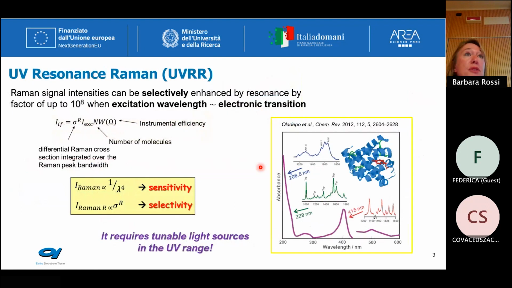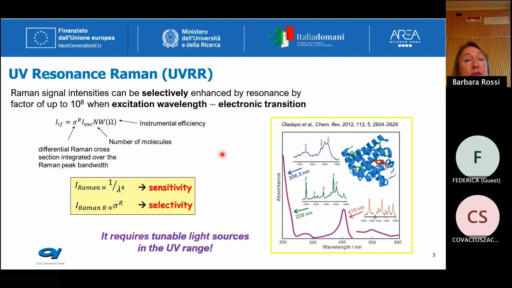All these problems can be solved by exploiting the UV resonance effect. It is a very complex effect from the theoretical point of view, but from the experimental point of view it is relatively simple: when we use an excitation wavelength for the Raman experiment with an energy that corresponds or is close to the energy of an electronic transition characteristic of your sample, we observe a strong enhancement of the Raman signal intensity that is selective only for the vibrational modes associated to the chromophore in resonance with your excitation wavelength.